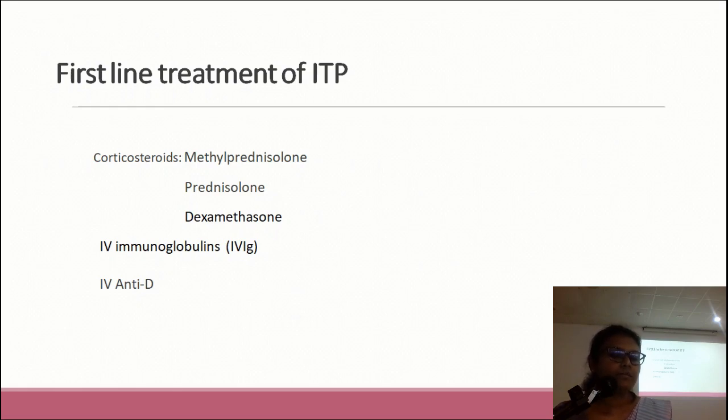IV anti-D is uncommonly used in Sri Lanka, and I haven't seen it in the UK even. It is mainly practiced in licensed countries, and I think that is because of serious side effects, as IV anti-D can cause severe intravascular hemolysis with DIC and multi-organ failure. So if you prescribe IV anti-D, patients should be RhD positive and not splenectomized. So these are the first line treatments.